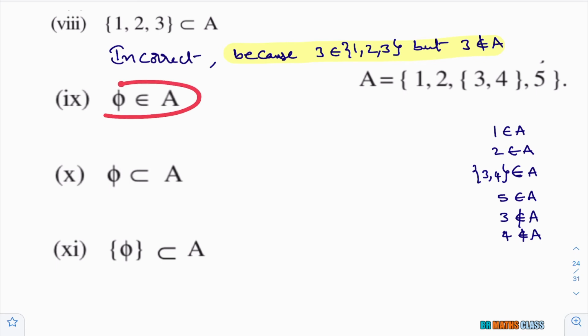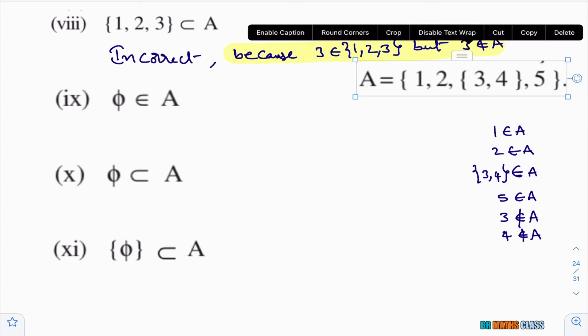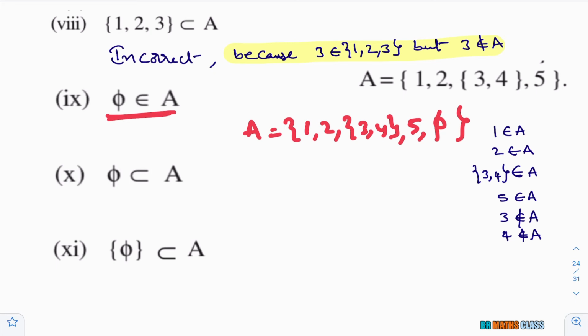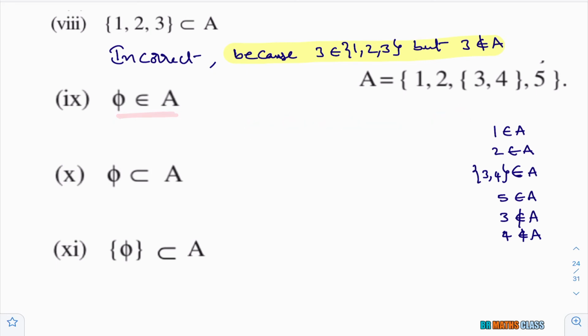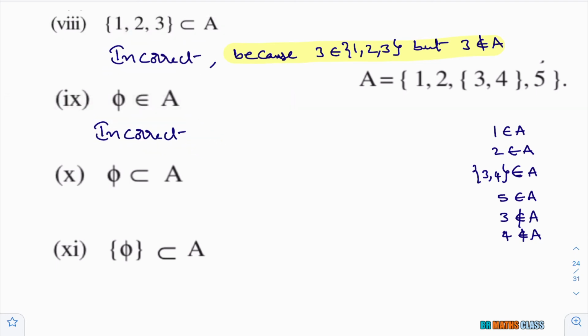Right. Now you observe here, empty set belongs to A. Actually, we know that empty set is subset of every set. Here empty set belongs they given. Here this is set A. Please observe, in this is the empty set there? In case if set A is like this, 1, 2, set 3, 4, phi like this. If set A is given like this, then this is correct. But set A is not like that. So what you can say, this is incorrect. Why is this incorrect?